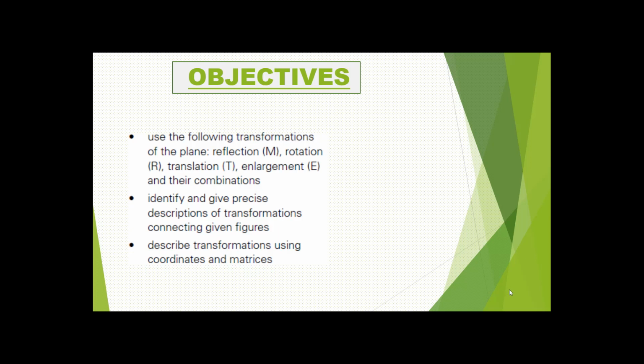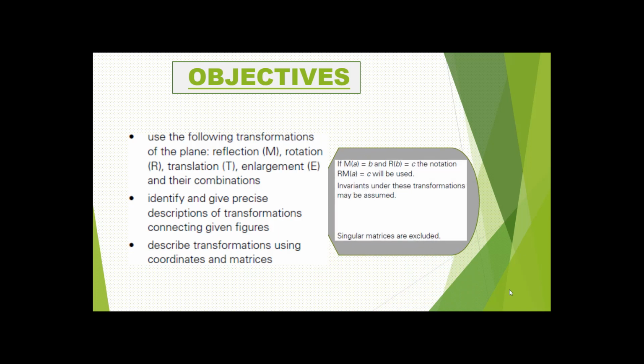In addition to these three objectives, students, there is one more objective that we have to attain: if reflection of A gives B and the rotation of that B gives you C, then this whole process of two combined transformations will be written as, the second part will be written as R on the left and the first part, which is reflection, will be written on the right. Means R of M of A, RM of A equals C will be used in this particular situation.